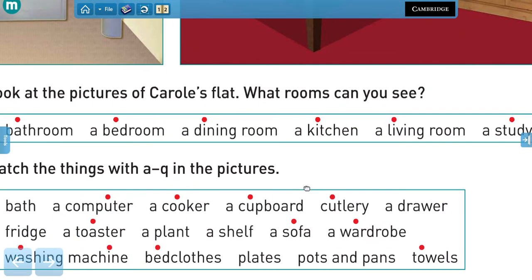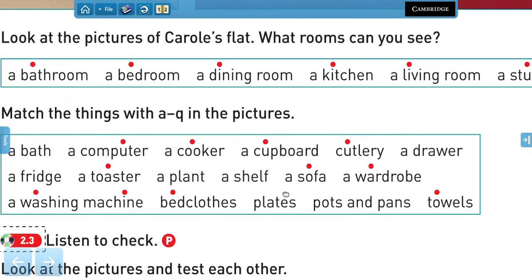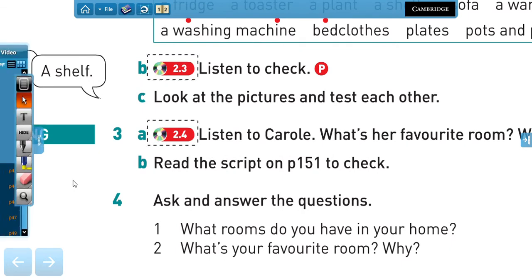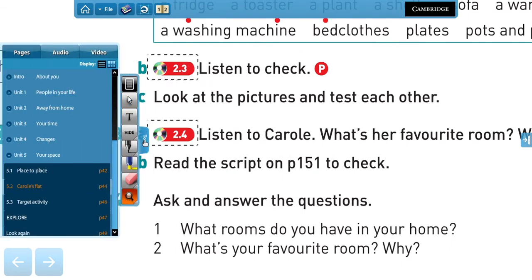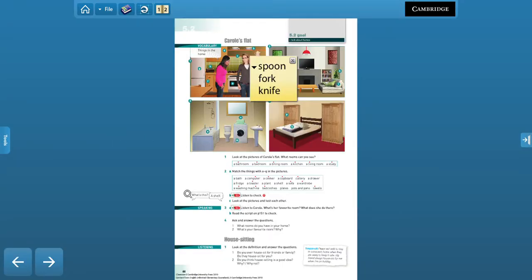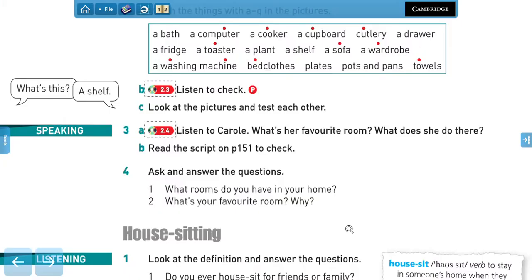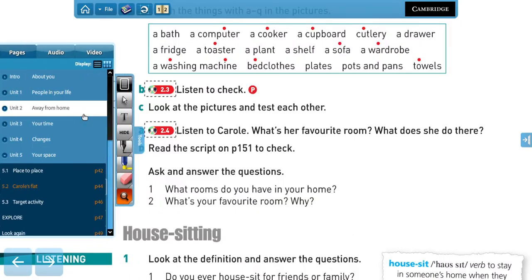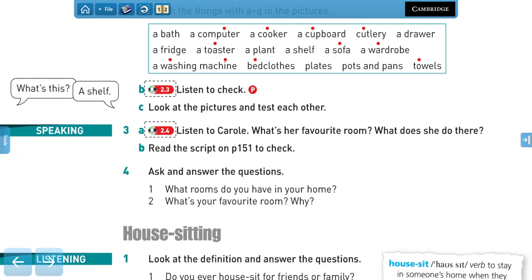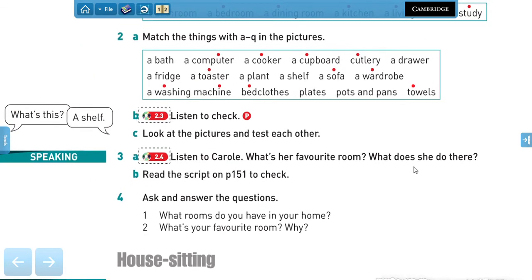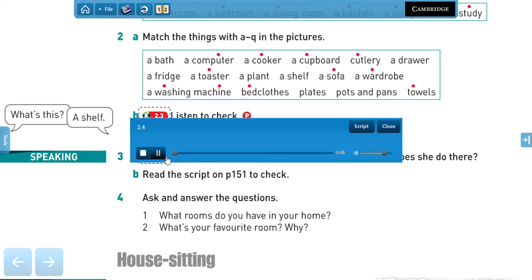Now, let's continue with exercises. So we're going to do a listening now. We're going to listen to Carol talking about her flat, and she's going to be telling us what her favorite room inside her house is and what activities she likes to do there, right? So answer those two questions while you listen to the recording. Track 4.